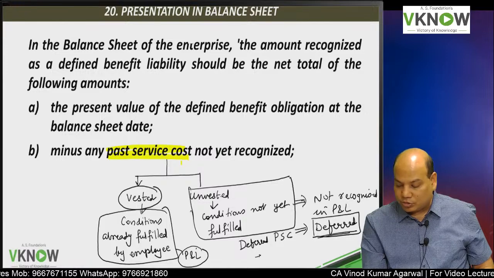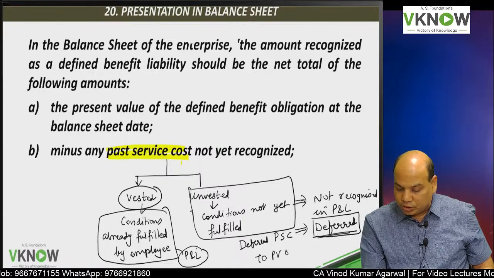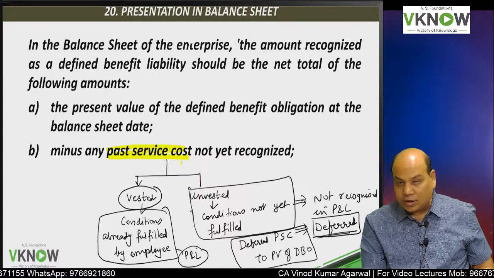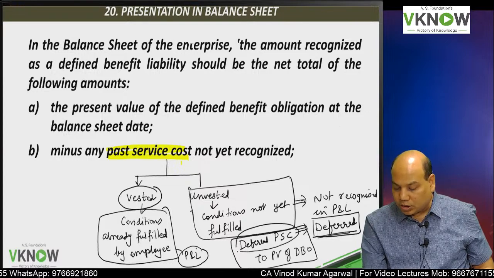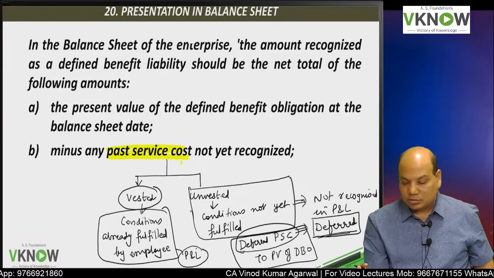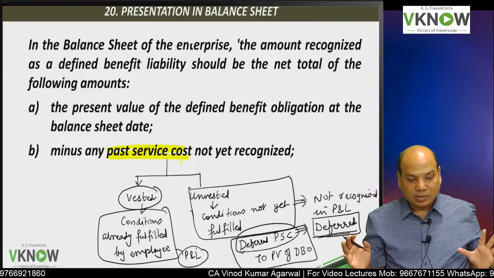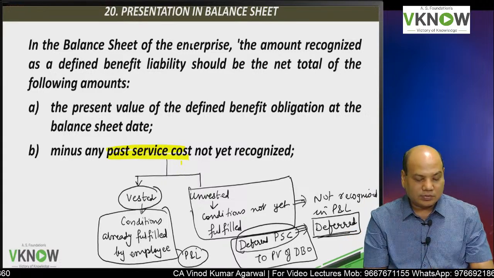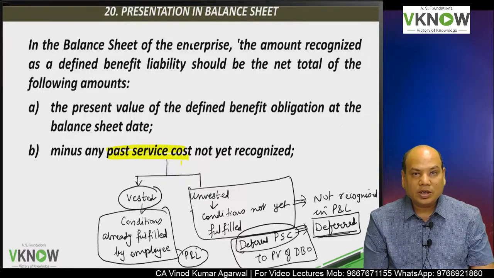Journal entries: deferred PSC, past service cost, to PV of DBO. So we have passed the entry, but it is not transferred to P&L account. It is still appearing in the balance sheet. It is still appearing in the trial balance, because in trial balance debit column you will have one item, deferred past service cost. What do I do with that?